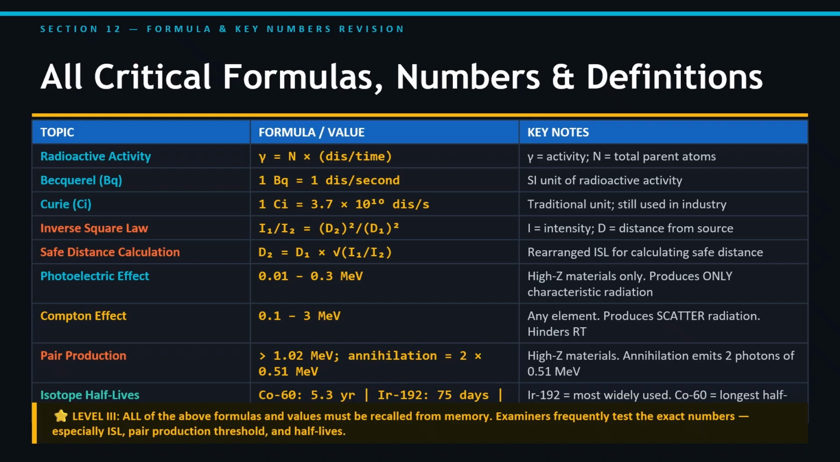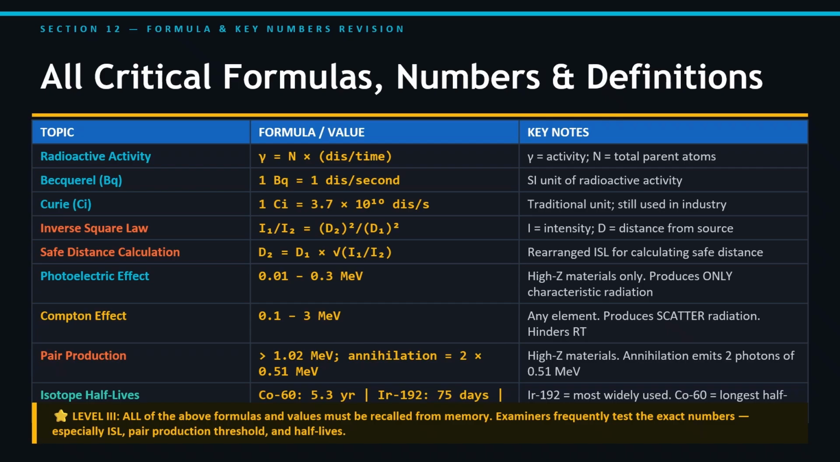And then we have the source half-lives. Cobalt-60, approximately 5.3 years. Iridium-192, approximately 75 days. Selenium-75, approximately 120 days.